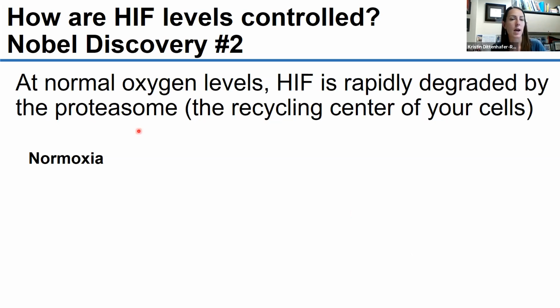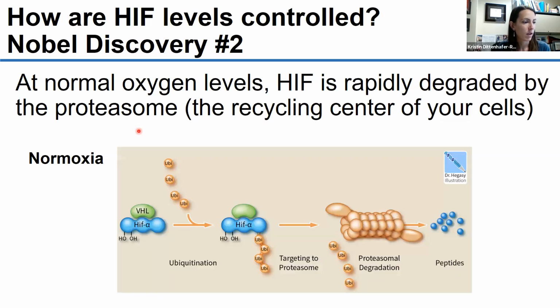And what was found was that at normal oxygen levels, or at normoxia, HIF becomes rapidly degraded by something called the proteasome. And we can just think of the proteasome as the recycling center of your cells. So sometimes we have old proteins and they need to be taken care of, or old lipids, they need to be degraded, things like that. So we have ways to get rid of these things inside of our cell, and the proteasome is one of them.